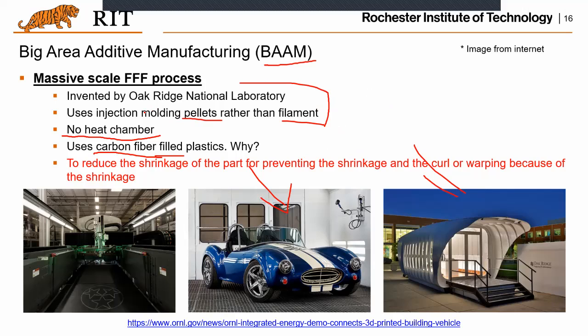And actually, the Oak Ridge National Lab invented this printing process, and they are actively working on this to make it more mature towards a wide adoption in the real manufacturing process, real manufacturing industry. All right.